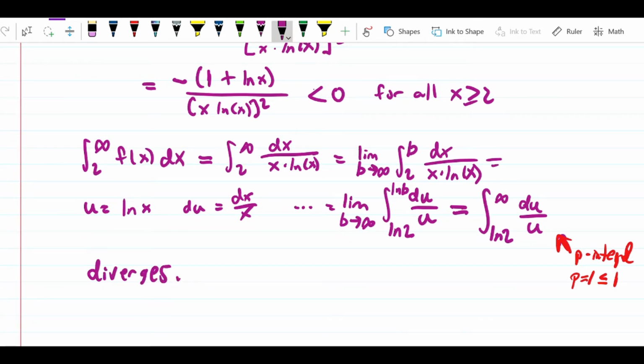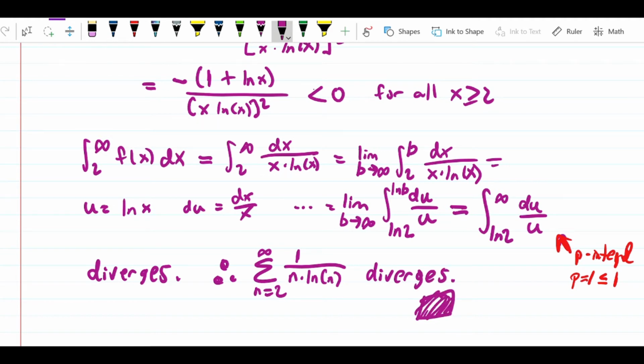So since the integral diverges, we can conclude that the underlying series that was given, the sum from n equals 2 to infinity of 1 over n times ln of n, also diverges. And that's the end of the proof. So we write a Halmos mark or a tombstone, and that's it.